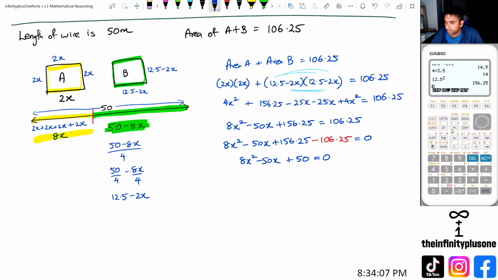All right, let's see if this works out. I'm going to go into menu, go into equation, go into polynomial degree 2, and I'm nervous. 8, minus 50, and 50. Nice. Okay, so I've got two answers here. I have got x is equal to 5 or x is equal to 1.25.